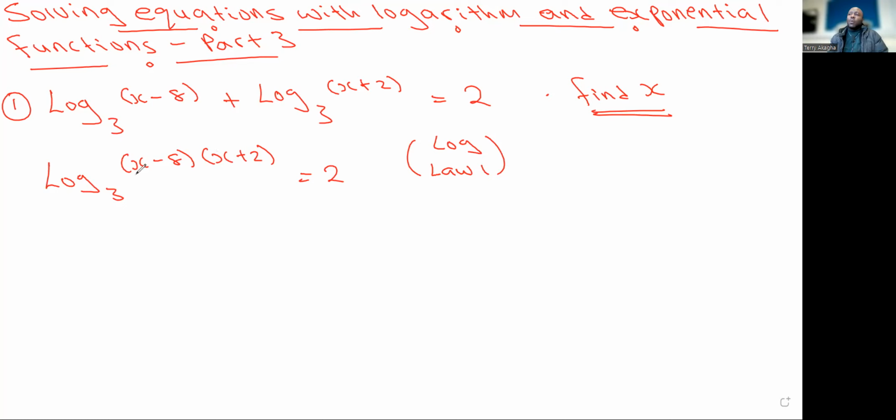Then, the next part as well, I can convert this to index. I need to get rid of this log, and the only way to get rid of this log is to convert this to index. So that is the index to logarithm law, law 13. So that will be 3 raised to power 2 is equal to all this. So we're going to have x minus 8 times x plus 2 equal to 3 raised to power 2. That is the logarithm law, law 13, the index to logarithm.